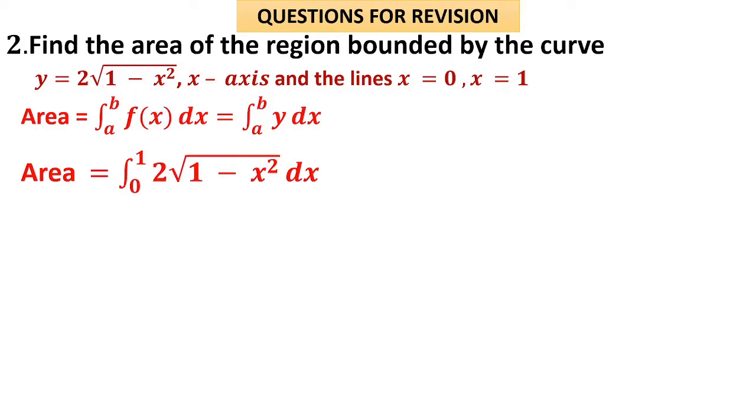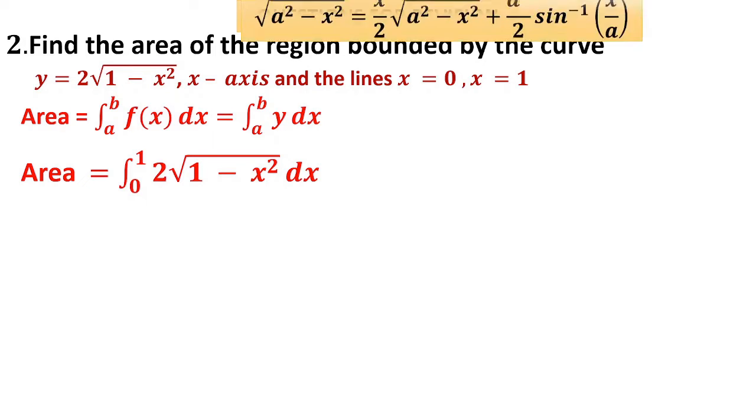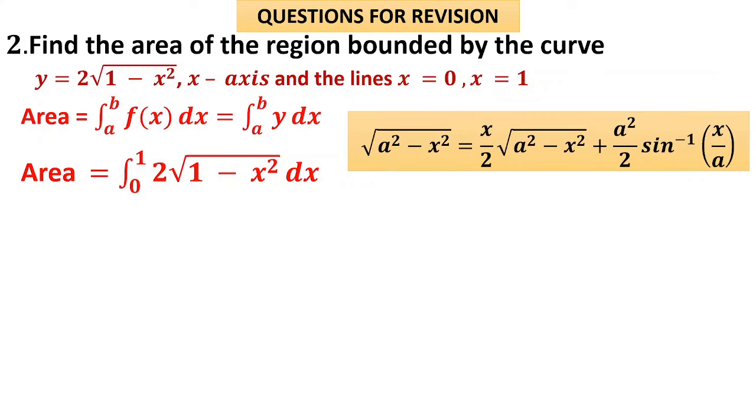This is the area. Area from 0 to 1 of 2 multiplied by root 1 minus x square dx. Here the famous formula of root a square minus x square is to be applied. It is x by 2 root a square minus x square plus a square by 2 into sine inverse x by a. This formula will be highly useful in area bounded by the curve whenever ellipses and circles are involved.